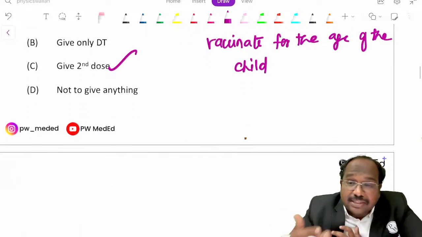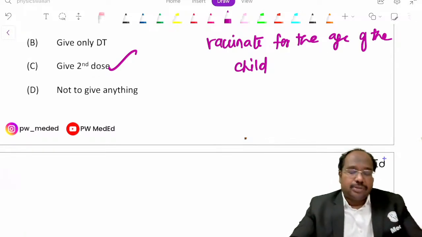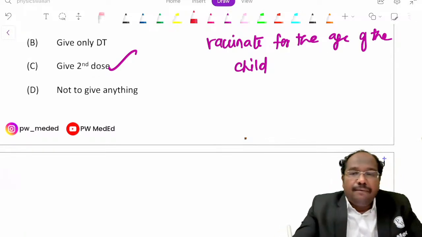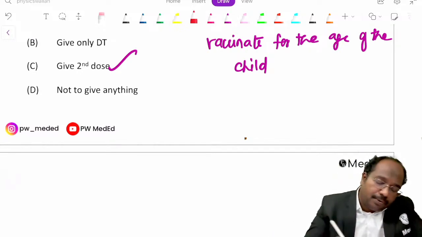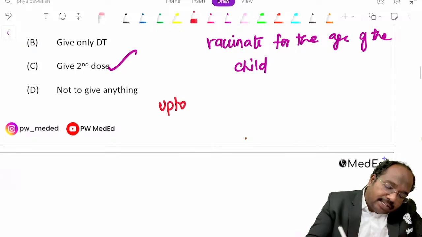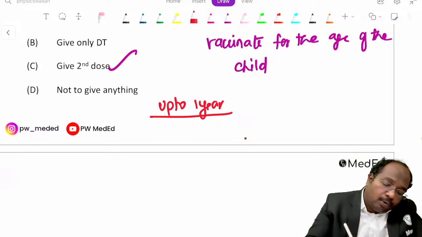Okay, fine. The next concept: a multiple times repeated question in INI. If you take the vaccines, which vaccines can be given at what age in the national immunization schedule? Some vaccines can be given up to 1 year. What are the vaccines that can be given up to 1 year? You should not give these vaccines after 1 year.